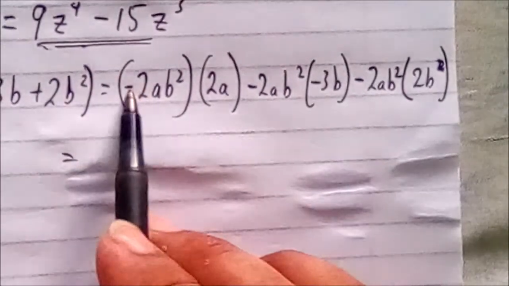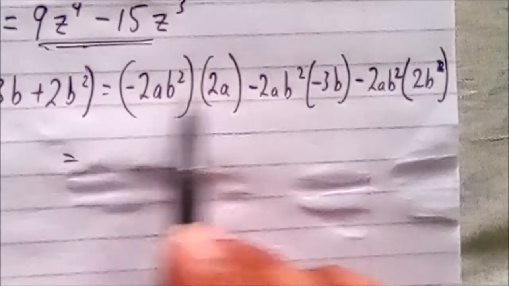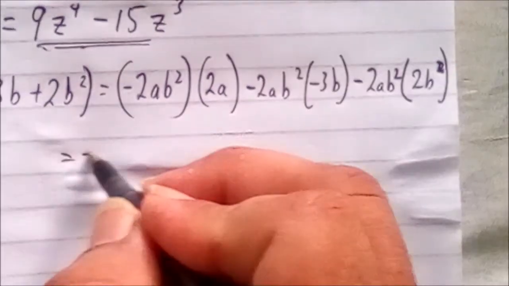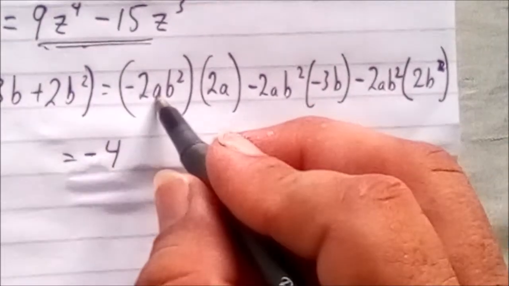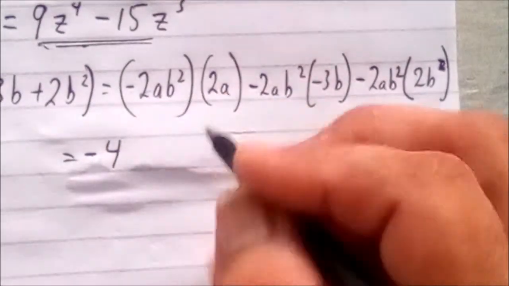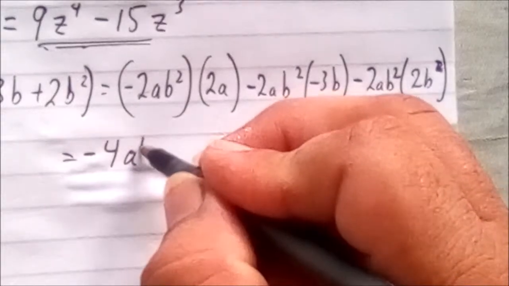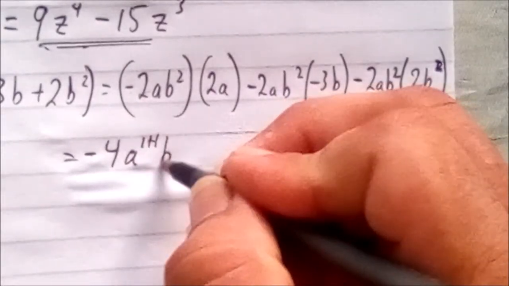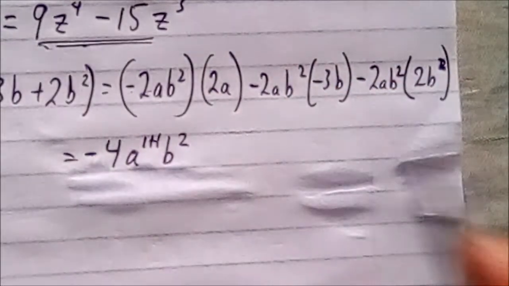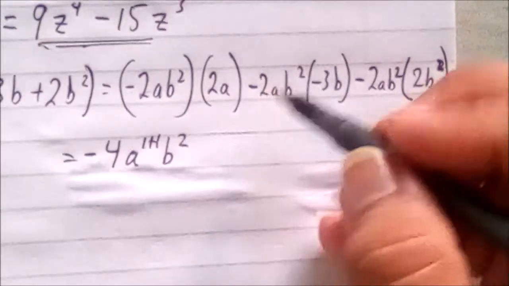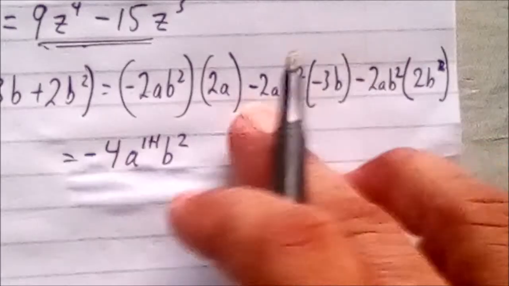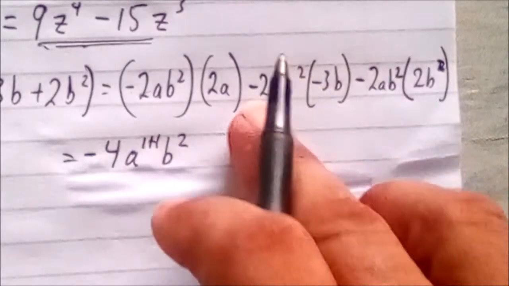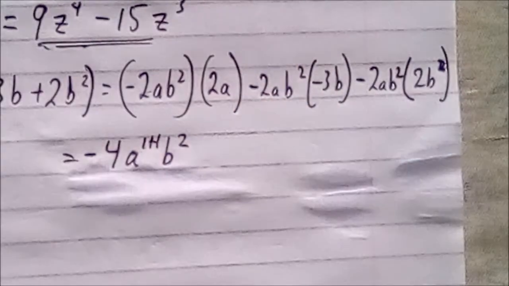Now a negative times a positive will give us a negative. 2 times 2, 4. A to the first times a to the first will give us a, 1 plus 1, and simply bring down the b. Now here this is not minus, this is still you will then have an addition, or you can keep it as minus. You can expand that even more.